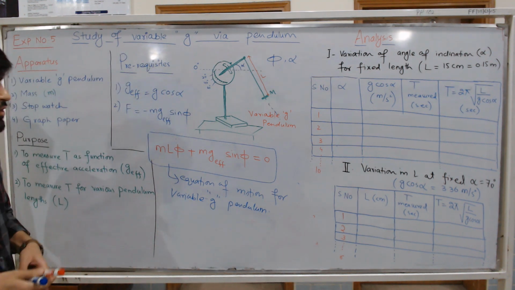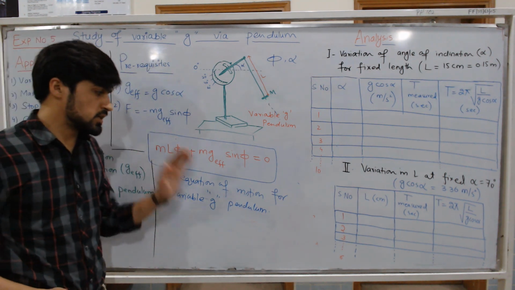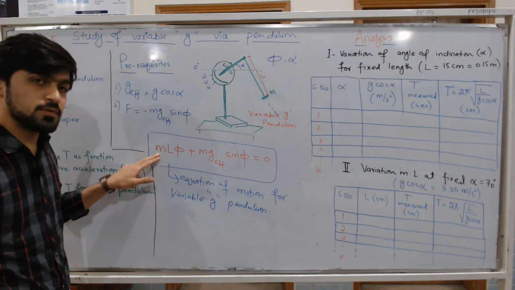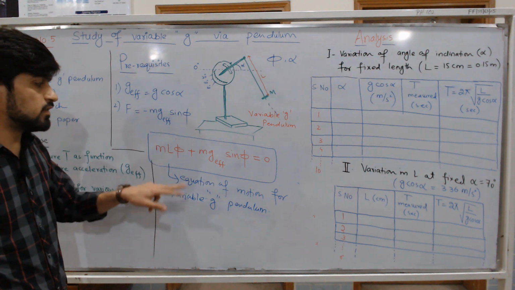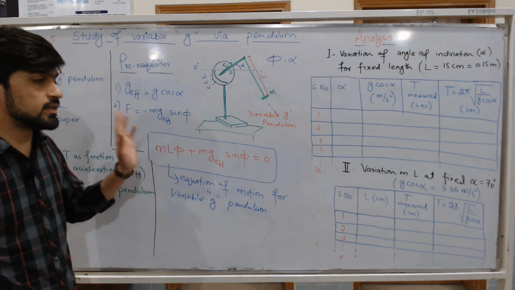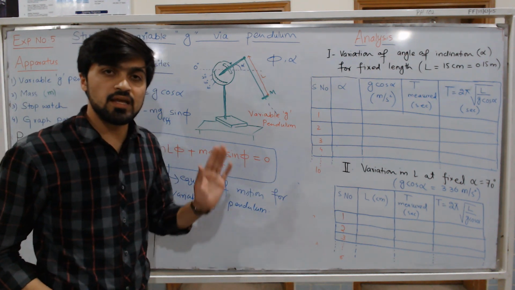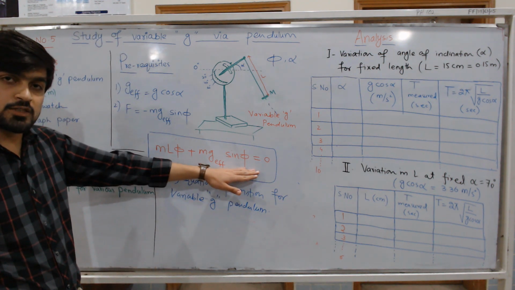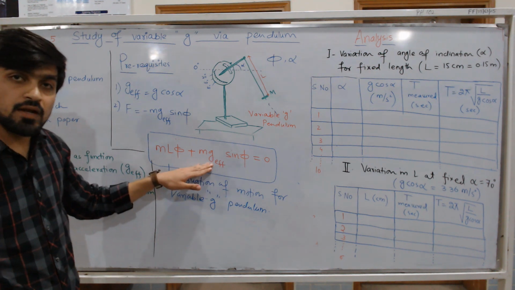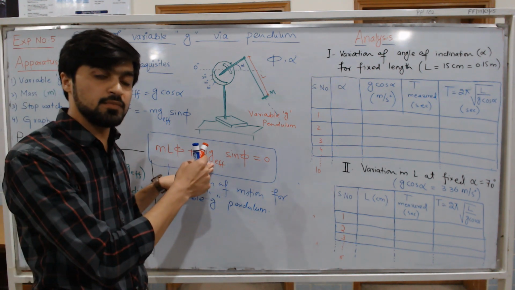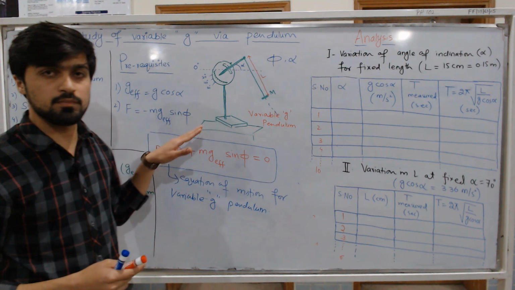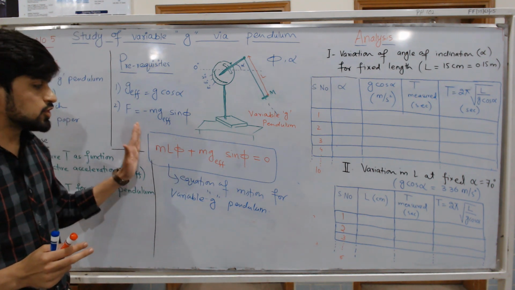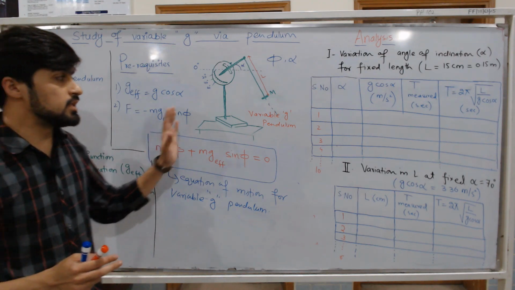Now there is no need to derive this equation, you just have to understand the basic parameters. So m represents the mass, L is the length of the pendulum, and phi is the angular displacement from the mean position. The g value we will be using for this experiment is the g effective. G parallel is not used in this experiment, we know that. So this is the equation of motion for this case.